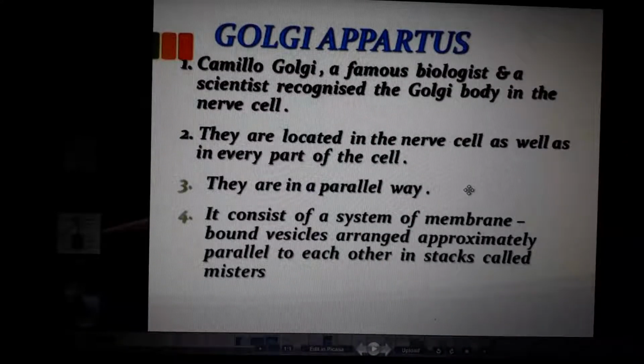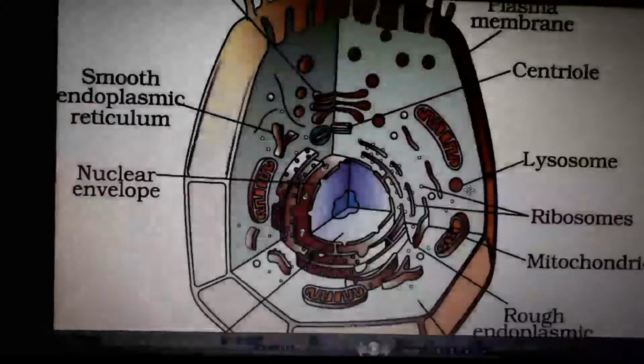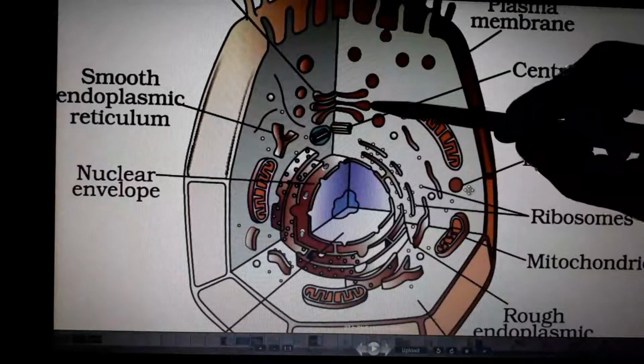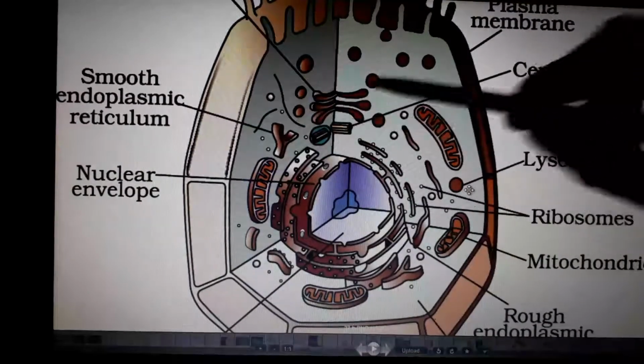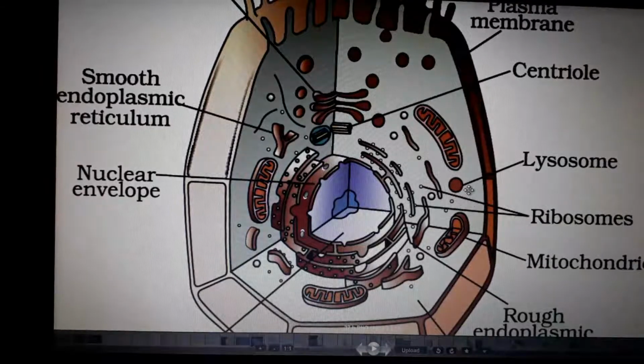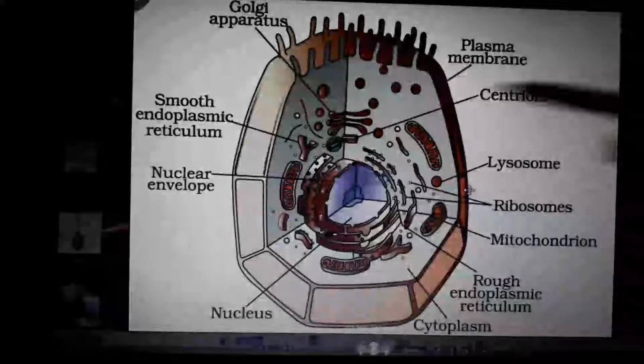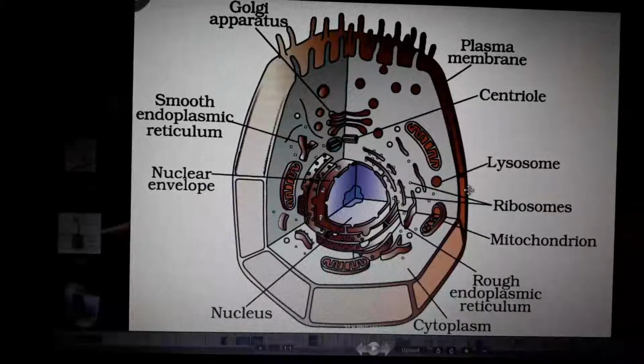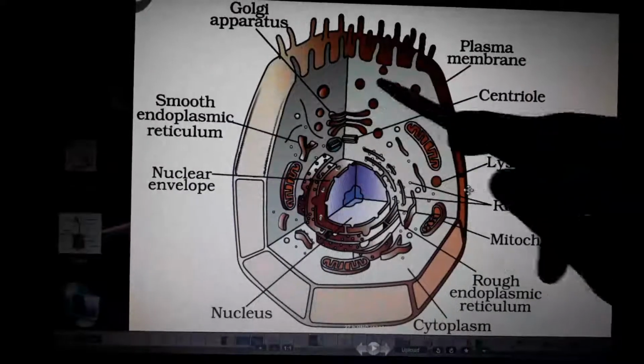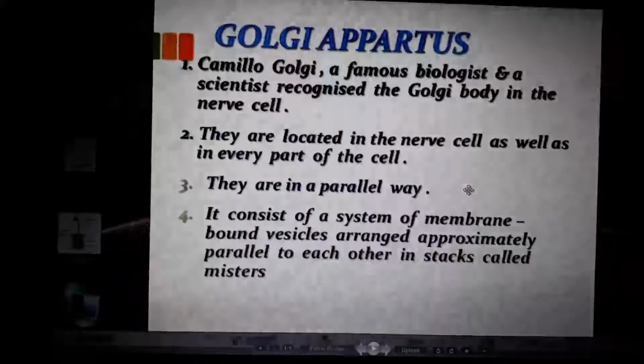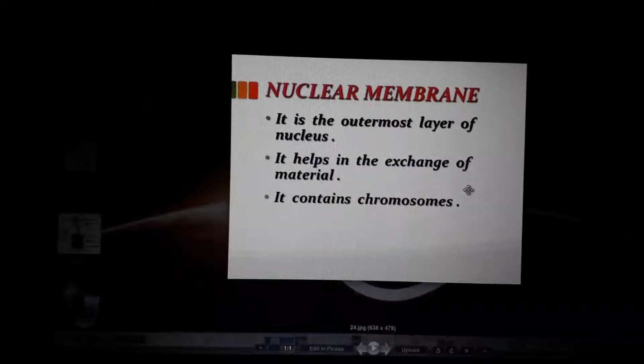It consists of a system of membrane-bounded vesicles arranged approximately parallel to each other in stacks called cisternae. See, this is a vesicle, one vesicle, second vesicle, third vesicle. Okay, together it is called the Golgi apparatus, and it is parallel to each other and it will store some liquid which is required for these lysosomes to synthesize or to work. So next one is what?